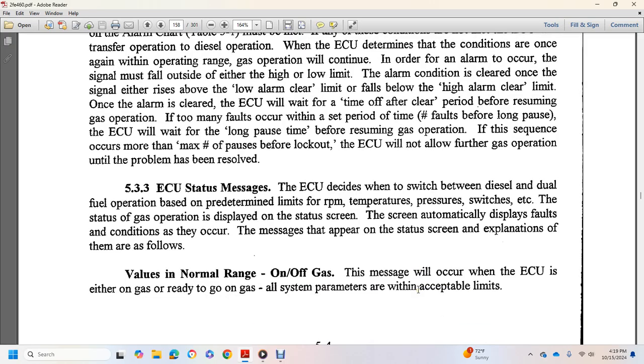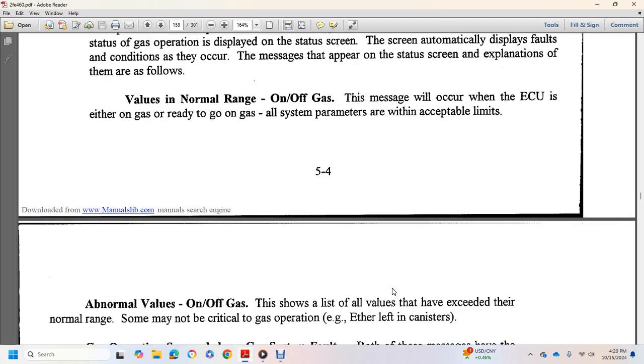Values in normal range, on gas or off gas. This message will occur with the engine control unit either on gas or ready to go on gas. All system parameters are within acceptable limits. Abnormal values, on, off, shut off gas. This lists all the values exceeding their abnormal range, which shall not be in critical gas operation.